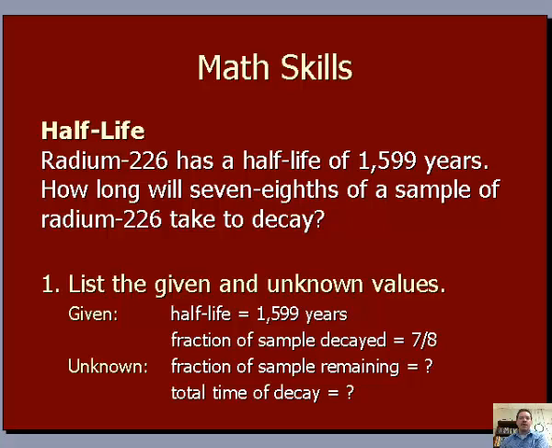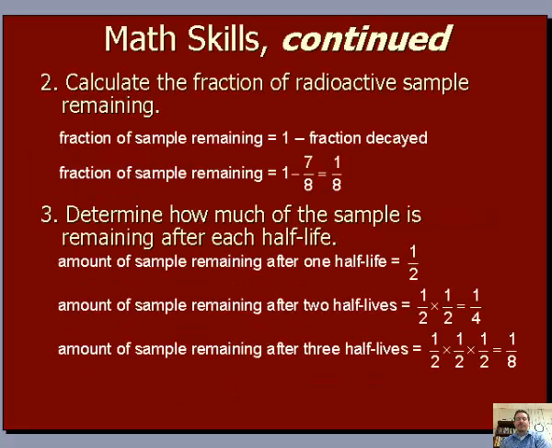But let's say that we've got a half-life problem. We've got radium-226. It's got a really long half-life, 1,599 years. So how long will 7/8 of a sample of radium take to decay? So we've got two givens. We've got half-life is 1,599 years. Our fraction of sample decayed is 7/8. So we want to know the fraction that remains and then how long the decay process takes.